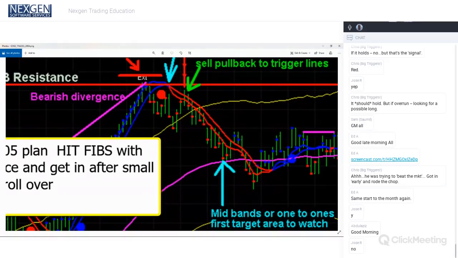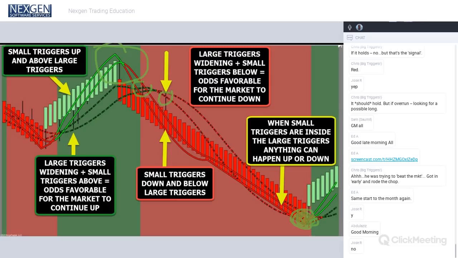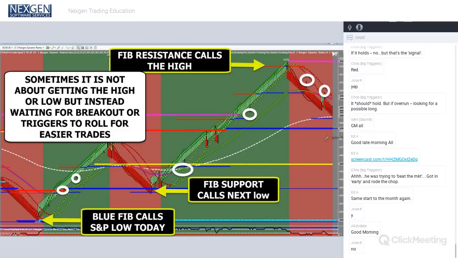So I've said the same thing in the videos. Still, your task is not to try to trade the top or bottom. That's not the easiest, clearest way to do what Nexgen does. Oh, hang on. Wrong picture. There's the right picture. It's not about getting in at the high or low. It's about taking a piece out of the middle.